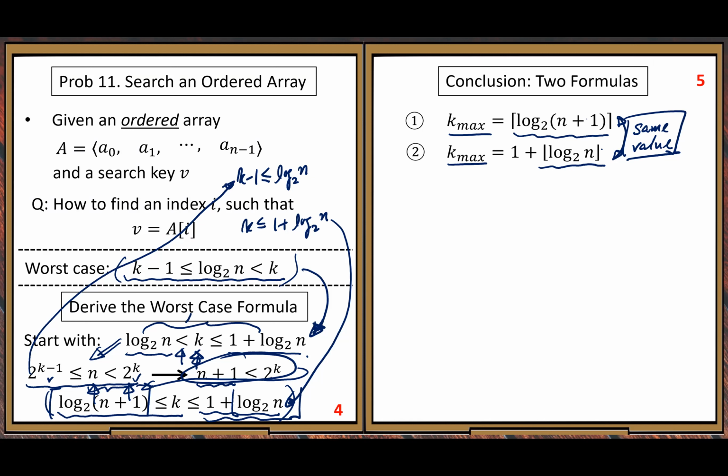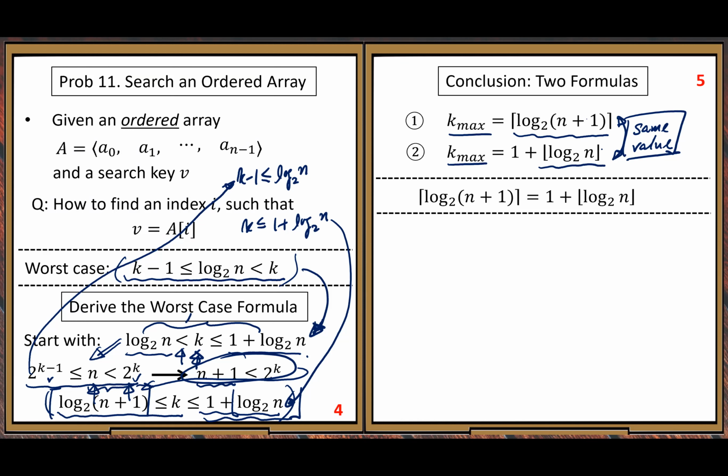And we can use mathematical induction to show they are the same. So we have this formula. These two expressions are the same. And this equality can be proved by mathematical induction.